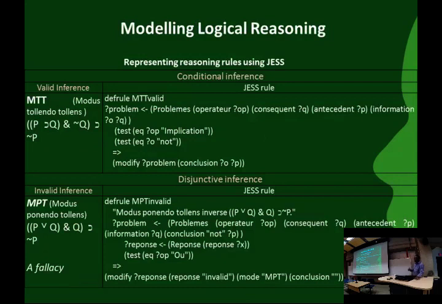So this is an example. For example, the MTT, Modus Tollendo Tollens, which is formally stated in this way, was clearly represented in the system using a rule language. We use the Java SPS system rule for that. And so with this representation, we are able, of course, to track these inference rules from student reasoning, I mean, reasoning produced by a given student. So we create rule-based systems which implement all those inference rules.